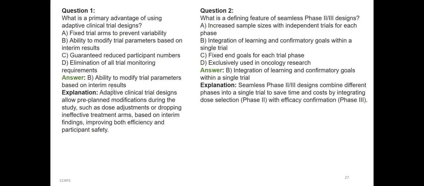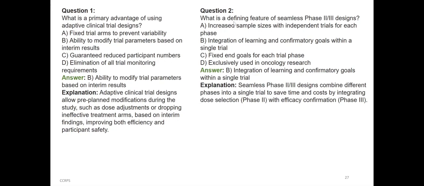So the flexibility to modify, as adaptive clinical trial designs allow pre-planned modifications during the study, such as dose adjustments or dropping ineffective treatment arms based on interim findings, improving both efficiency and participant safety.